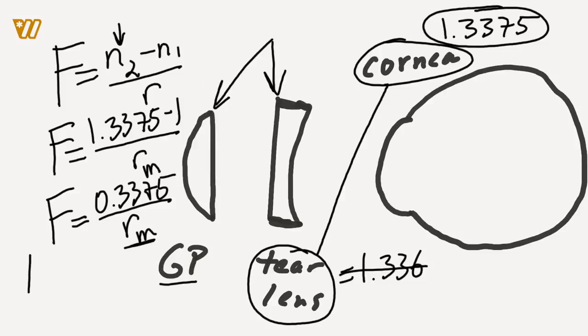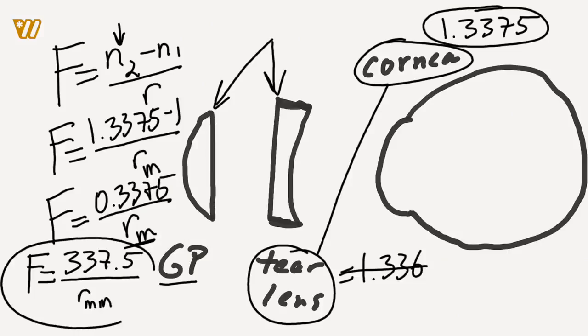And so that's going to simplify this down to F equals 337, 0.5 over the radius in millimeters. And so this is the equation that I'm going to use as we're moving forward working all of these problems, because I think it is the simplest equation for us to use to calculate the power of the tear lens. And so you guys want to write that in your text.